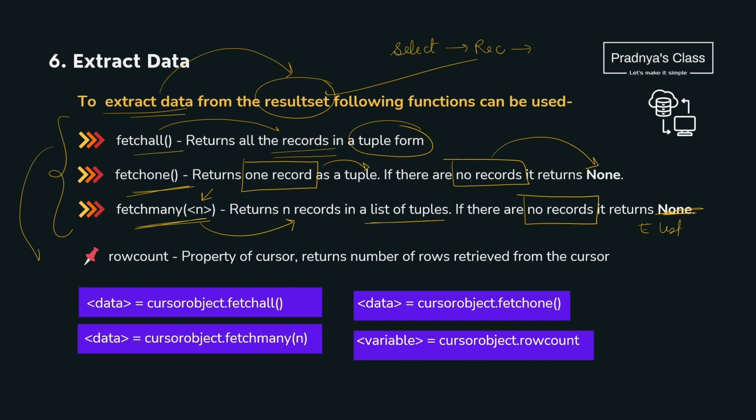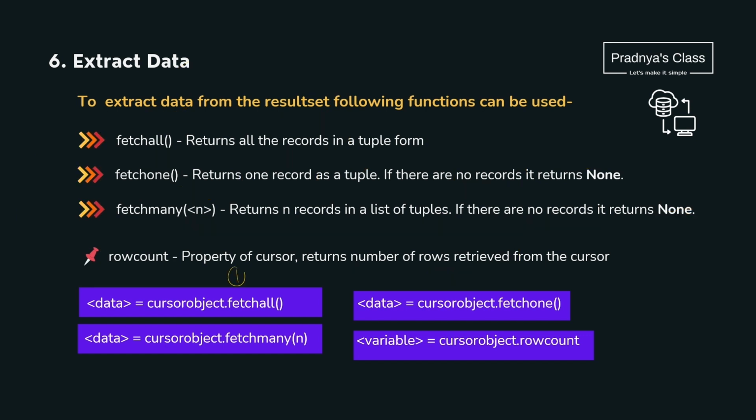All these functions will work on the cursor object. There is also one property associated with the cursor object, that is rowcount. Rowcount will count the number of rows retrieved from the cursor. Here is the format to write the fetch functions. Rowcount is a property, that's why there are no brackets.